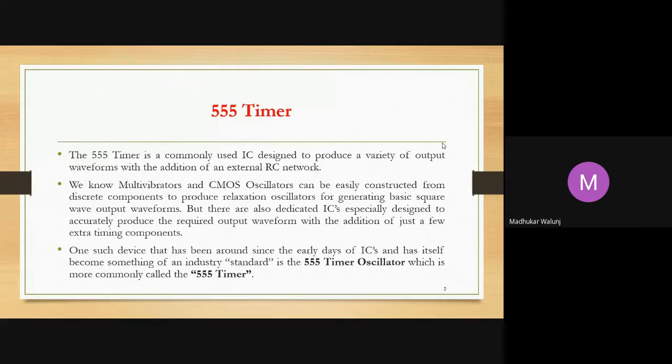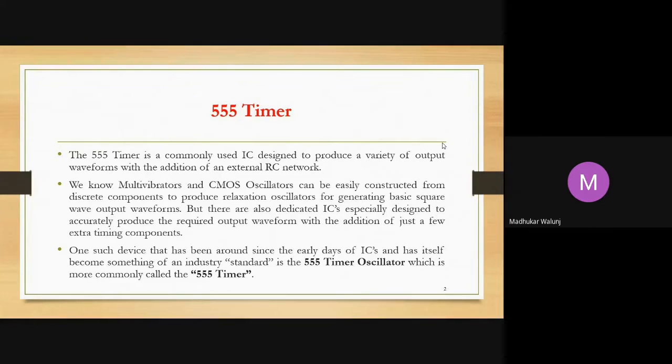So what is IC 555? It is a timer. It is a commonly used IC that is designed to produce a variety of output waveforms. This is to be done with the addition of an external RC network. So what we need in this 555 IC are components R and C, so that we can design a 555 timer. As you know, there are multivibrators and CMOS oscillators that can be easily constructed from discrete components. So using resistors, transistors, and capacitors, we can have these multivibrators.